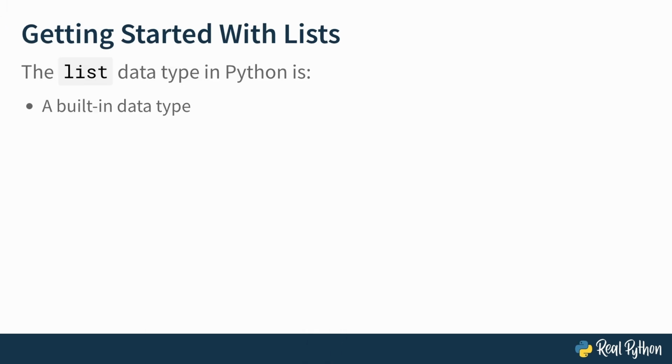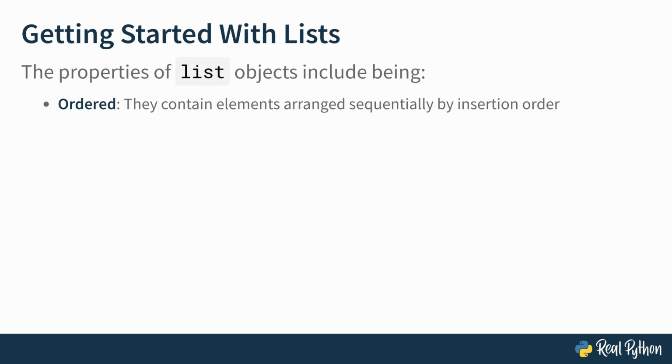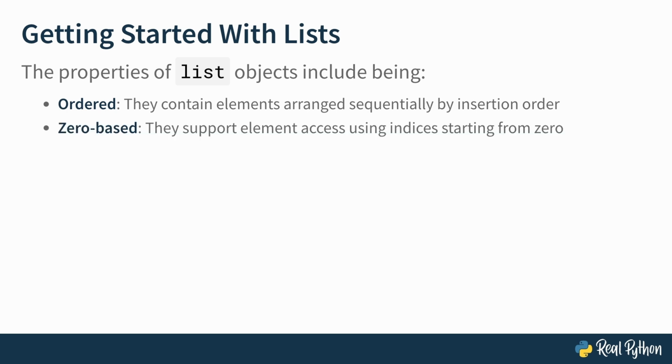The list data type in Python is a built-in data type, meaning it's available everywhere in your code without using imports. And more specifically, it's a sequence data type, making it a kind of container that holds multiple elements. And it's characterized by having its items enclosed in square brackets. Lists are also one of the most versatile containers in Python, due to some of the particular properties of lists. Some of these properties include being ordered, meaning their elements are arranged sequentially based on insertion order, zero-based, in that they support accessing those sequential elements by index, with indices starting at 0.